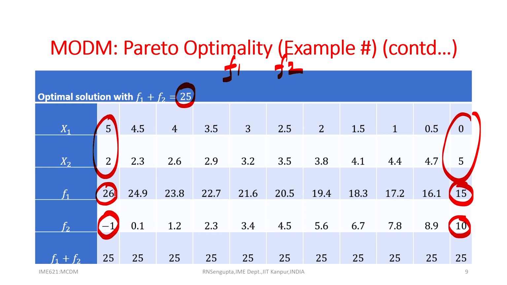Now, if I add them, the final row value which you see for F1 and F2 is 26 minus 1, which is 25, which is what is adding up. 24.9 plus 0.1 is 25, 23.8 plus 1.2 is 25. To the other extreme, if I go, 17.2 plus 7.8 is 25, 16.1 plus 8.9 is 25, 15 plus 10 is 25. So, again it is a set of points which give you the same level of satisfaction, but they can be achieved by different combinations of decision variables.